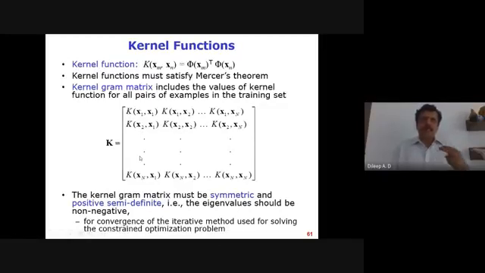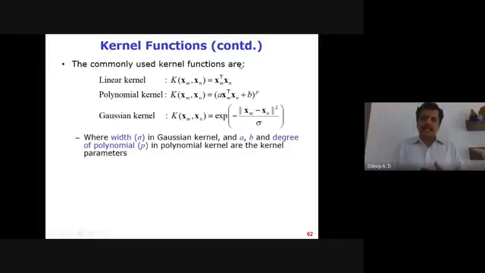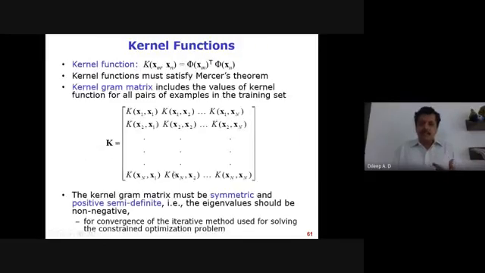these kernel functions perform an implicit transformation, not explicit, to a higher dimensional feature space, and the inner product operation is performed there. Now, the commonly used kernel functions are the linear kernel, which is also a valid kernel, the polynomial kernel, and the Gaussian kernel, also called the radial basis kernel. These are the commonly used kernel functions which satisfy Mercer's theorem. So these functions are used in place of the inner product operations.